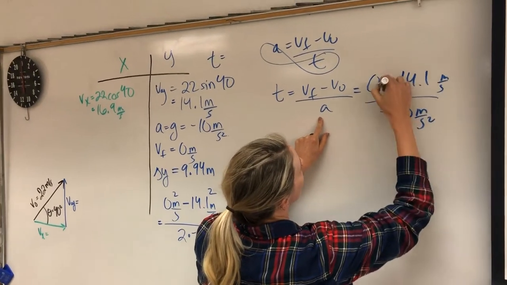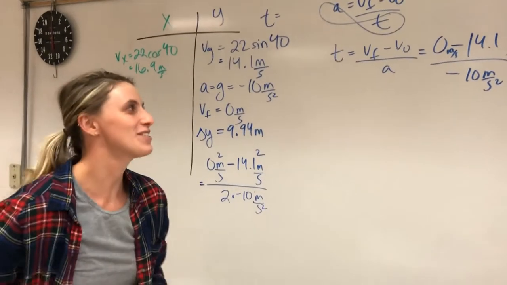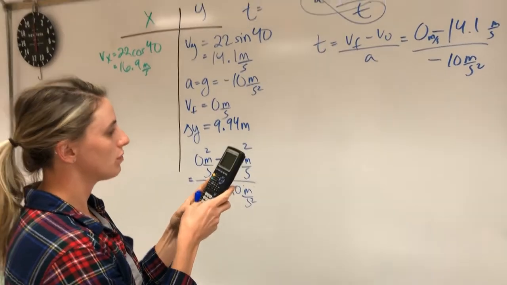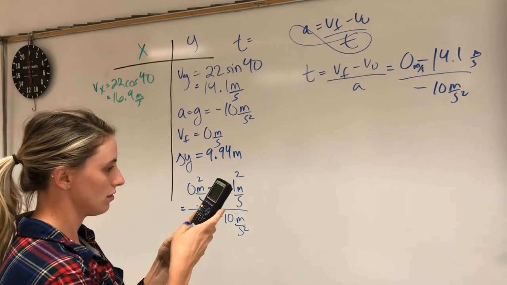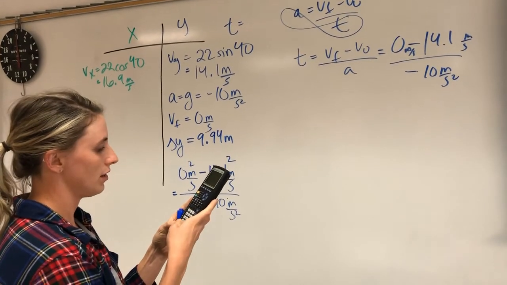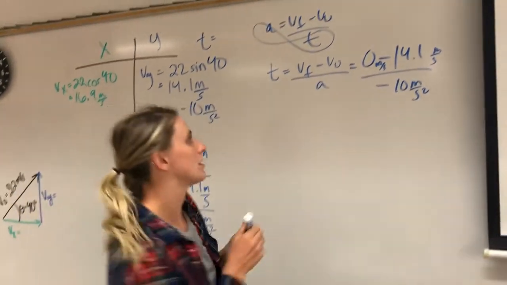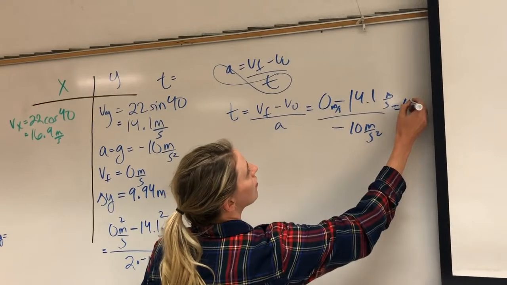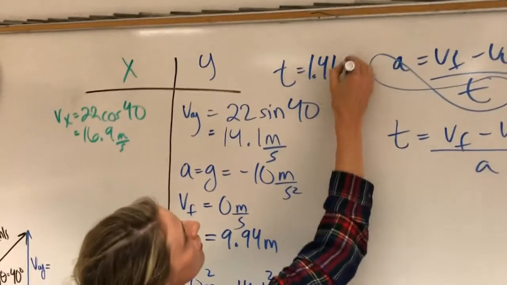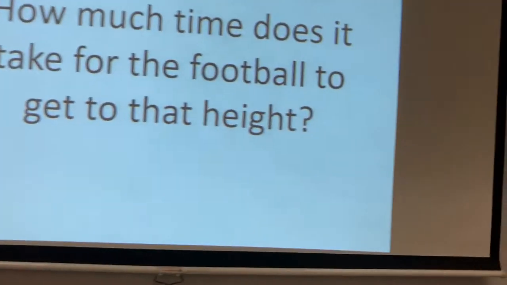You're going to need a calculator with that, Ms. Moore. Definitely. I'm not that good. So negative 14.1 divided by negative 10. Okay, I get 1.41 seconds. You guys can't see that. I'm going to write it over here. 1.41 seconds. Sweet. That's the time to the top.